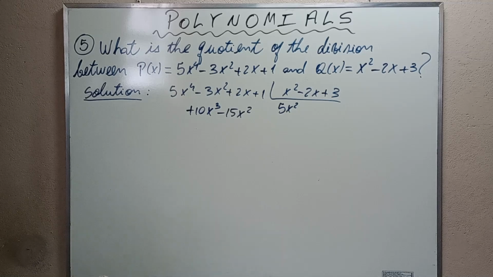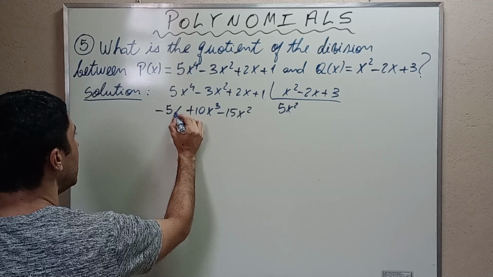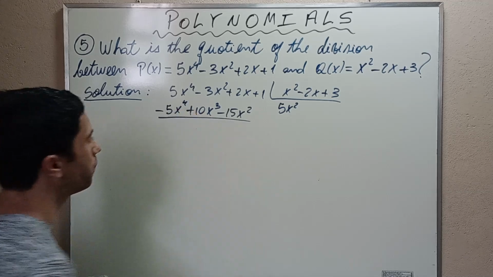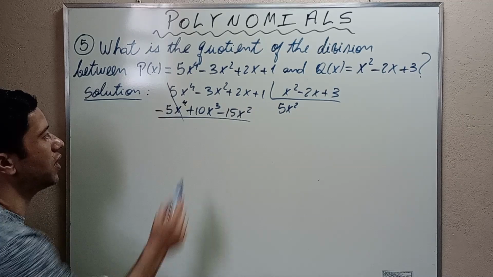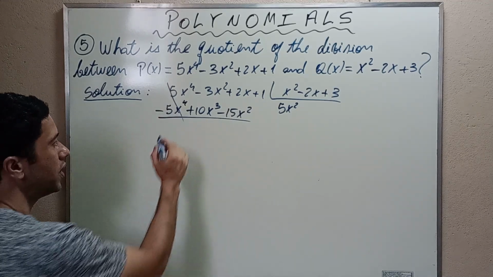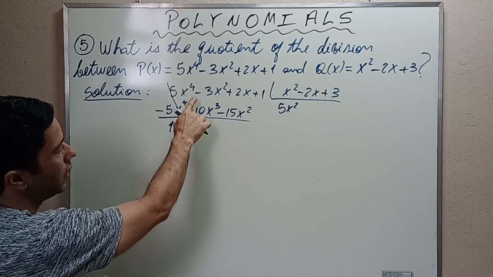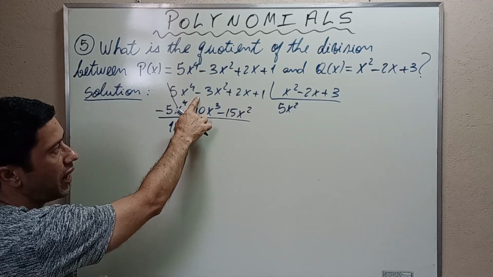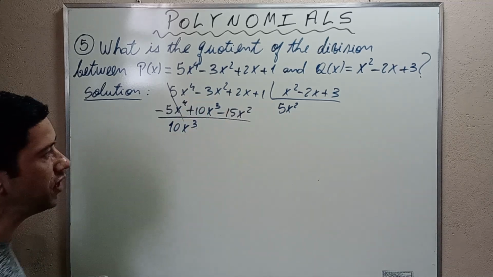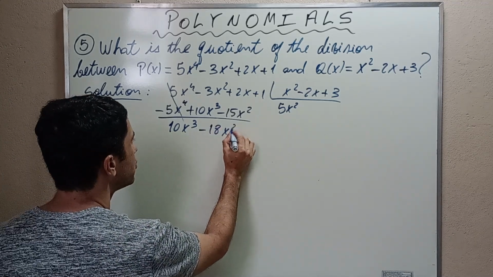5x squared times x squared is positive x to the fourth. Passing to the other side, negative 5x to the fourth, okay? These cancel each other out. I have only one term in x cubed, then I repeat it, 10x cubed. Negative 3x squared with negative 15x squared is negative 18x squared, okay?